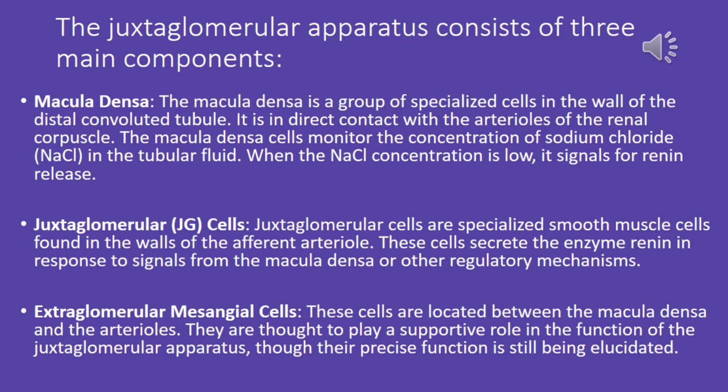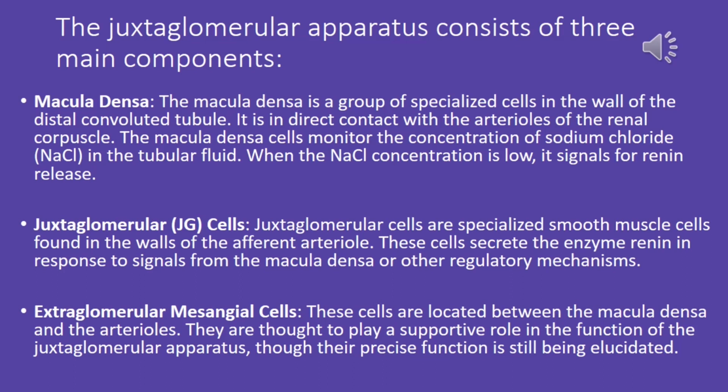The macula densa cells monitor the concentration of sodium chloride in the tubular fluid. When the sodium chloride concentration is low, it signals for renin release. Juxtaglomerular cells. Juxtaglomerular cells are specialized smooth muscle cells found in the walls of the afferent arteriole. These cells secrete the enzyme renin in response to signals from the macula densa or other regulatory mechanisms. Extraglomerular mesangial cells. These cells are located between the macula densa and the arterioles. They are thought to play a supportive role in the function of the juxtaglomerular apparatus, though their precise function is still being elucidated.